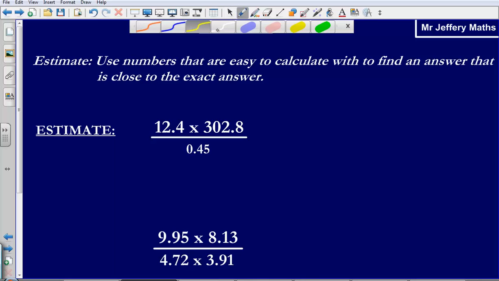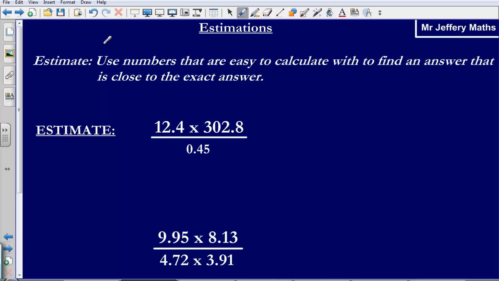In this video we are going to take a look at estimations. Now these questions always come up on the non-calculator paper, and people always get confused because they think that they need to try and work out these quite difficult sums without a calculator, when really all that you're being asked to do is to estimate.